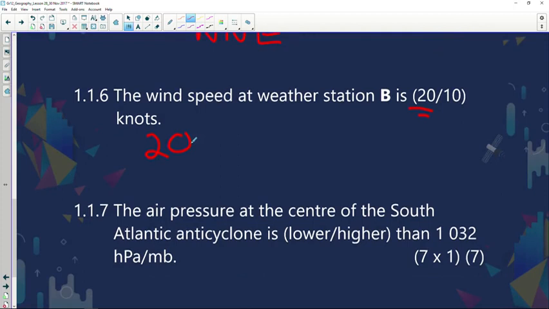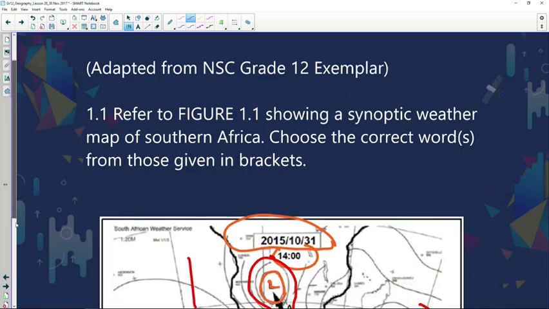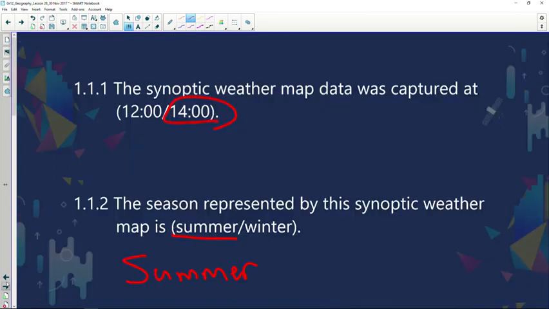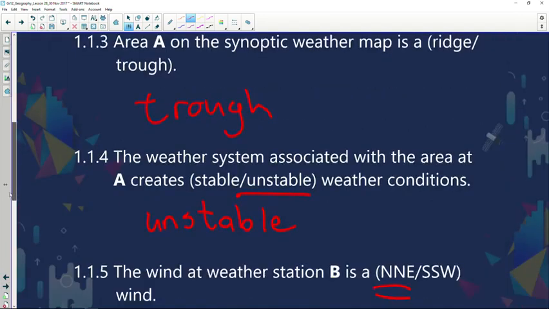Now if you look at question 1.1.7, the air pressure at the center of the South Atlantic anticyclone: an anticyclone is a high pressure system, and we looked at whether it is lower or higher than 1032 hectopascal. Let's quickly have a look. The center of it, there's the reading: 1032. So the correct answer will definitely be higher.